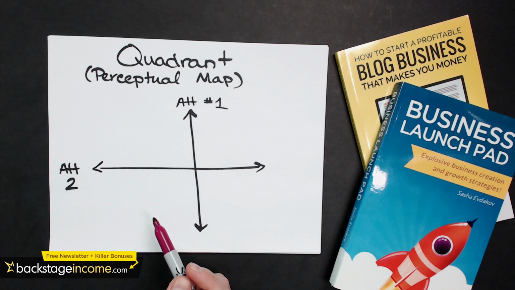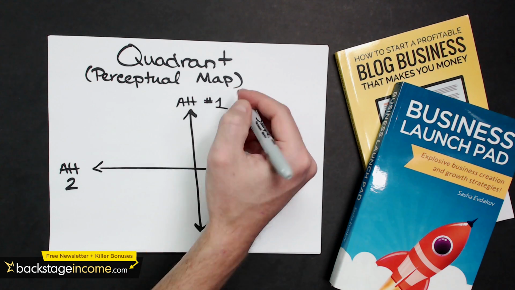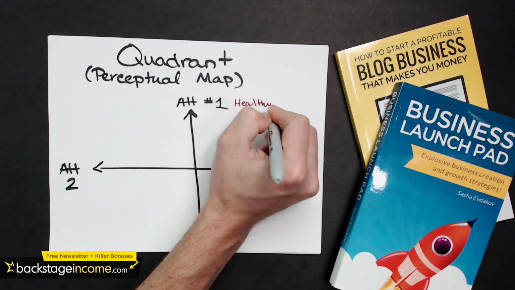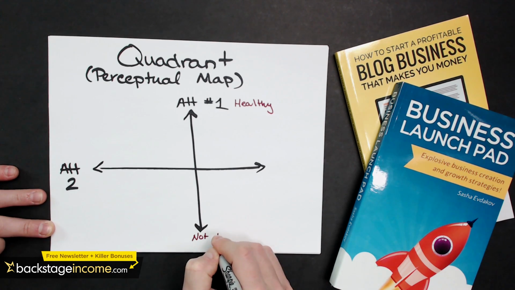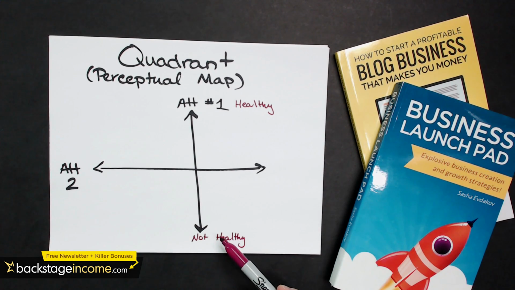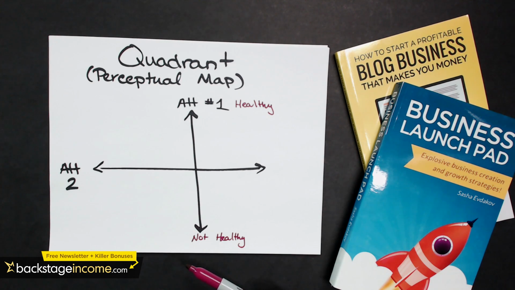So if I'm looking to give you an example of a quadrant, let's just do a quick one real fast on drinks, healthy drinks and not healthy drinks. My first attribute could be, let's just say at the top, healthy, and towards the bottom, not healthy. So if I'm looking to get into the drink business, this might be a certain attribute because people sometimes want healthy drinks, sometimes they want the non-healthy drinks.